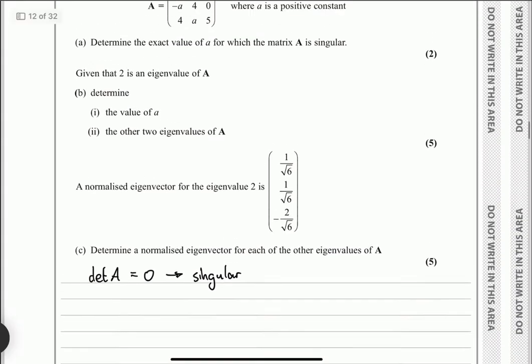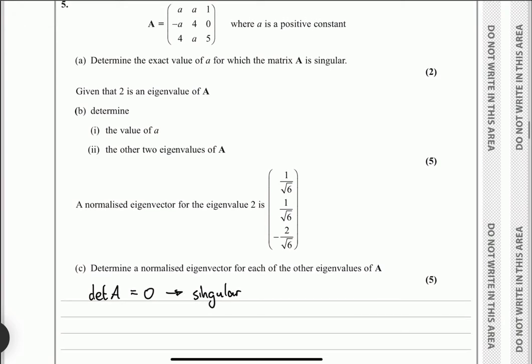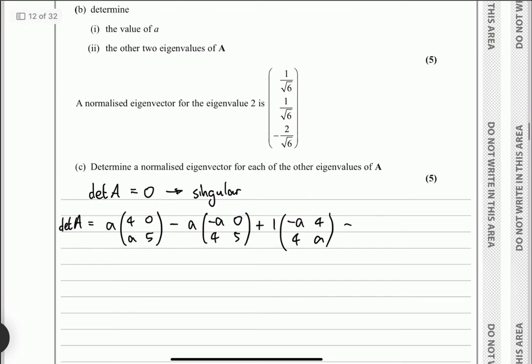The determinant of A, keep that at the top of the screen there for a minute, is the first element, a, times its minor. If I make this a little bit clearer, write the minor out, for 0, a5, minus the second element, which is also a, times its minor, minus a0, 4, 5, plus the third element, 1, times its minor, minus a, 4, 4a. And all of that has to equal 0 if the matrix is going to be singular.